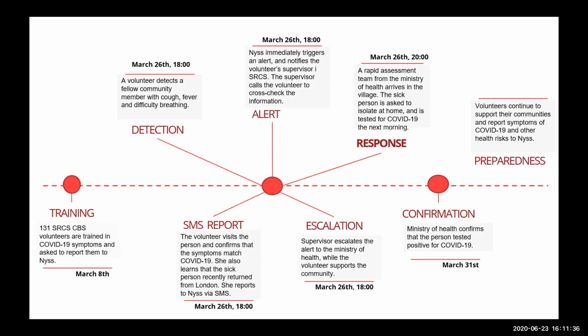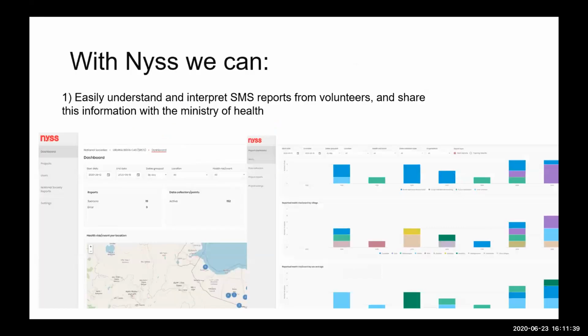So as mentioned already, SRCS use NIS. There are some benefits of using NIS that they wanted to highlight. So one is that they can very easily understand and interpret the SMS reports that come from the volunteers and share this information with the Ministry of Health. So the pictures that you can see are pictures of their dashboard, which is the first thing they see when they log into NIS, which then analyzes all the data for them. And the Ministry of Health also have access to this page. So this page has no personal data, but they can all go in and track.